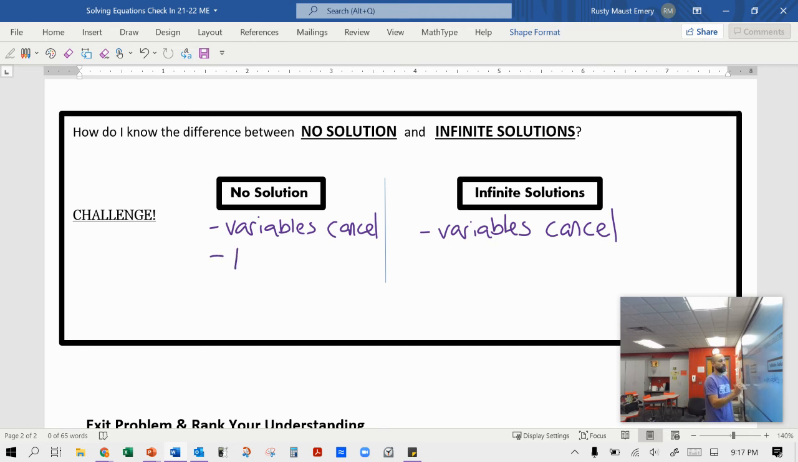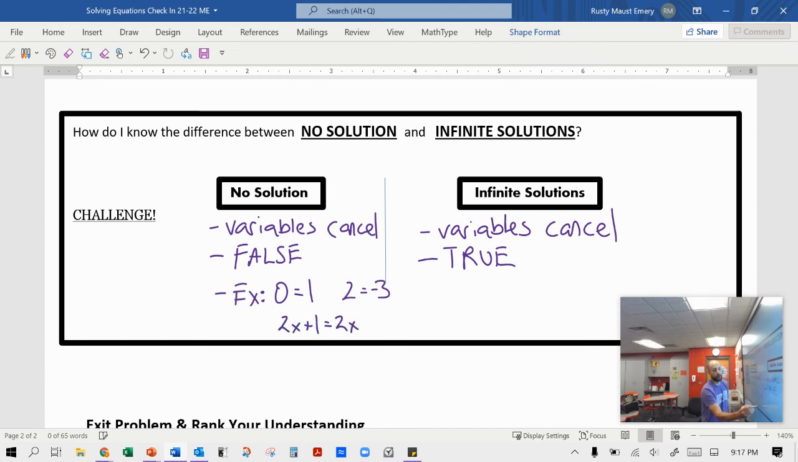For no solution, you're left with a false statement. For infinite solutions, you're left with a true statement. So for example, a false statement you might be left with something like 0 equals 1, or 2 equals negative 3, or 2x plus 1 equals 2x minus 3, right? So if you were to finish solving this, when you subtract the variables, they are going to cancel, and you're going to be left with a false statement.